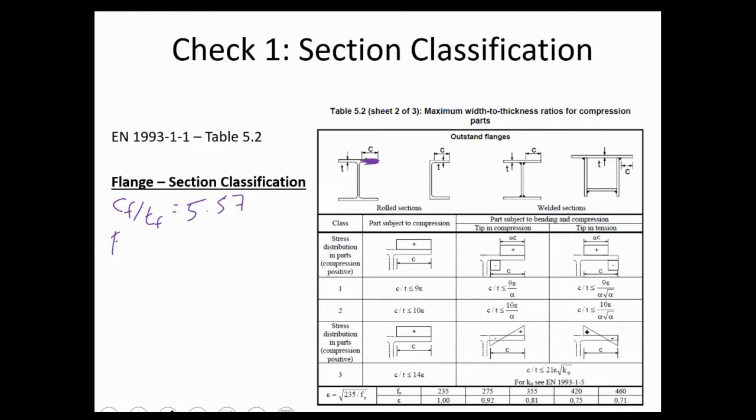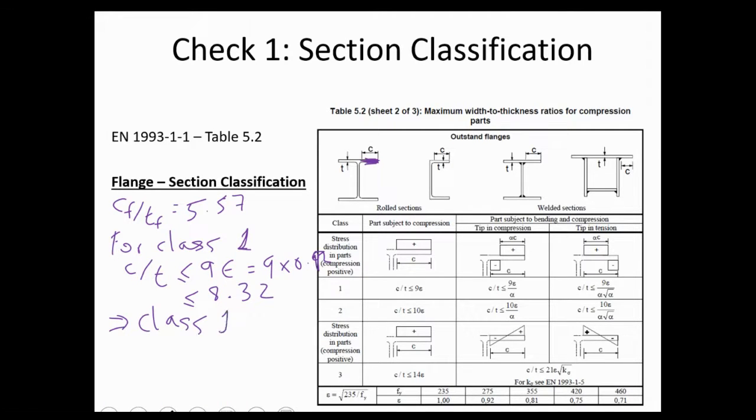For class one, C divided by T has to be less than or equal to 9 epsilon, which is 9 times 0.92, so that's equal to 8.32. And C over TF is 5.57, which is less than 8.32. So that implies it's a class 1 flange. With a class one flange, we also have a class one web. So therefore the overall section is class one.